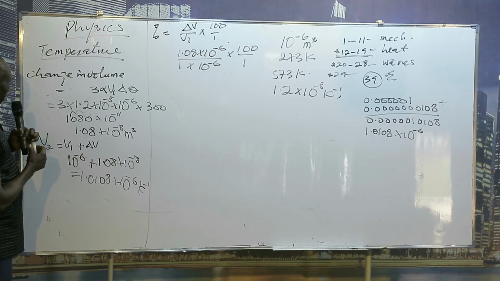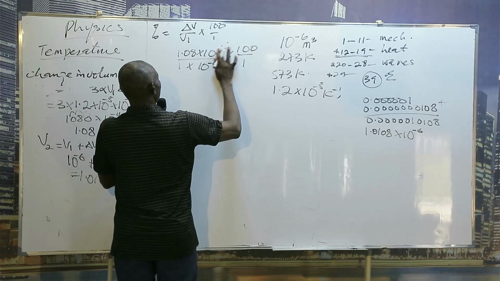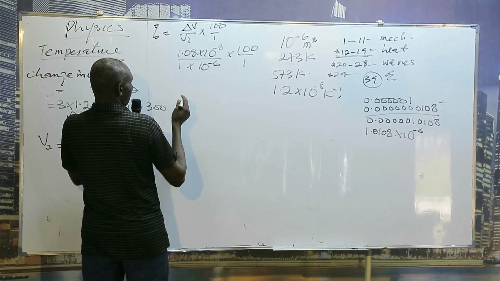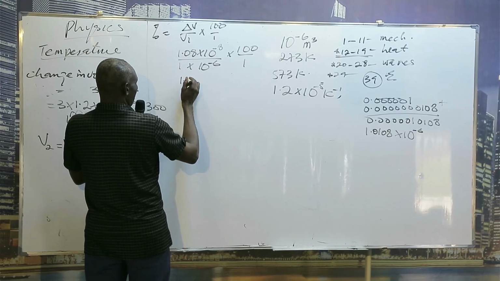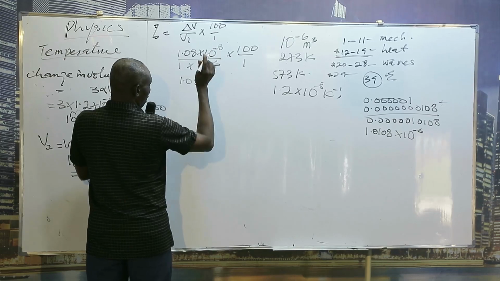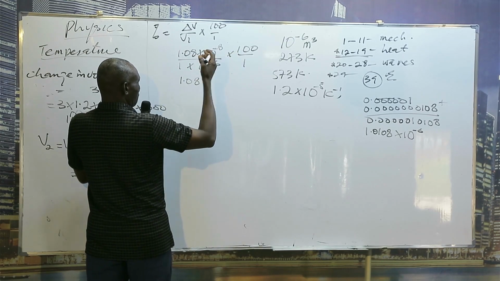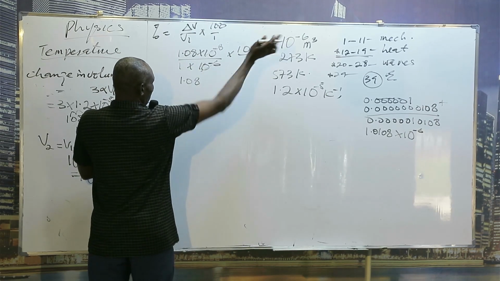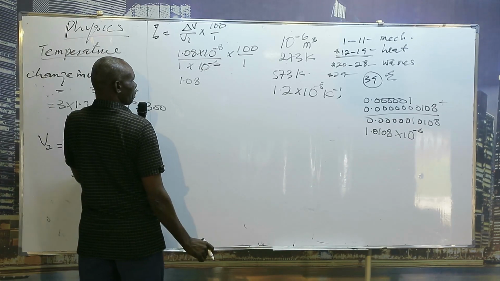It's a 10 raised to power minus 8. That's the change. Now, from here, this divided by 1 will give you 1.08. But this can divide this to give us what? 10 raised to power minus 2. Now, 10 raised to power minus 2. Remove this. What is remaining?